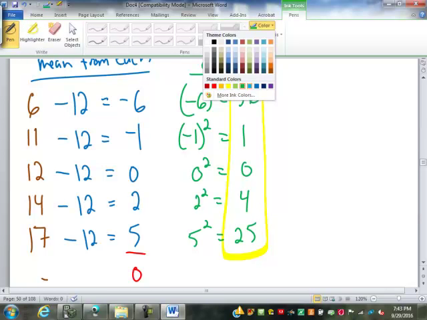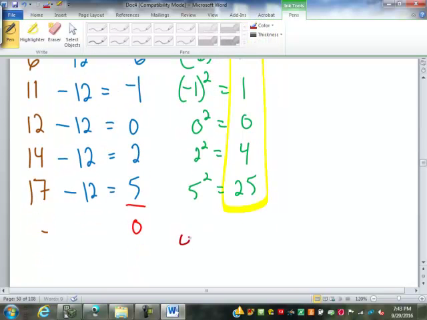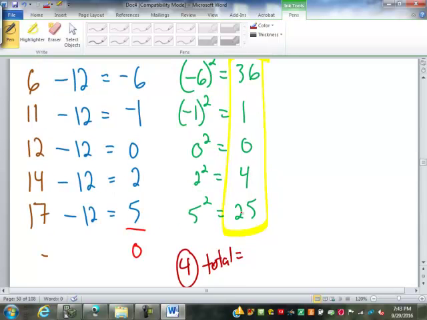Step 4 is to add them all up. It's called the sum. Find the total. If I add those up, I get, what, 66? So that's step 4.